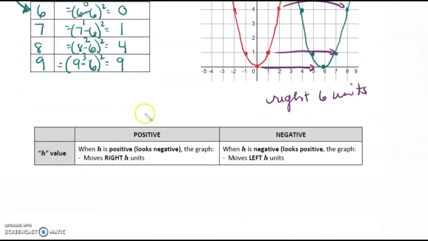So when the h value is positive, in other words, it looks negative, remember, there's a negative sign built into the bracket, switch the sign. So when it looks negative but is actually positive, the graph moves to the right. And when the h is negative but actually looks positive, the graph moves to the left h units. So it's that horizontal shift, left or right.